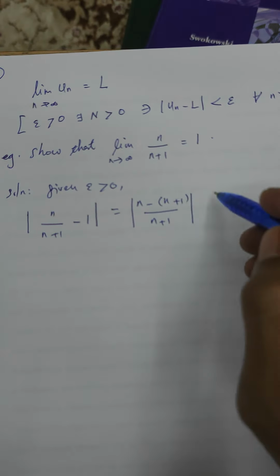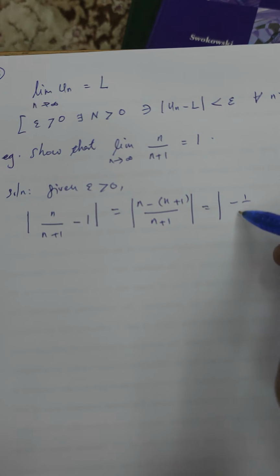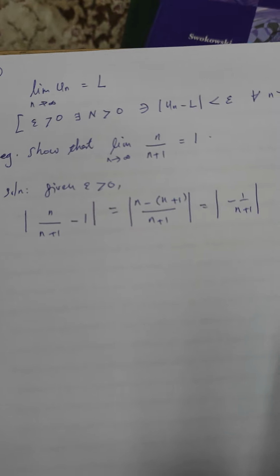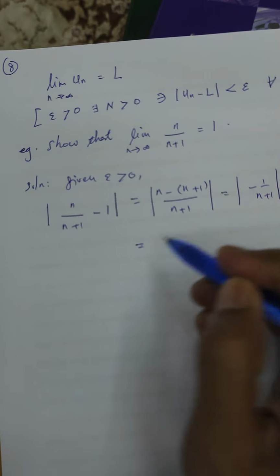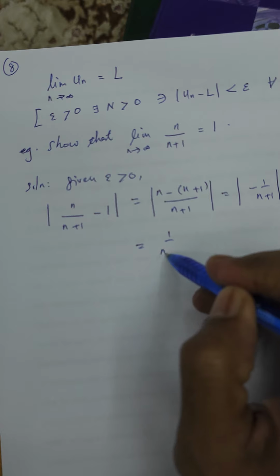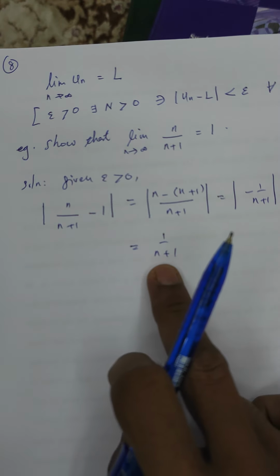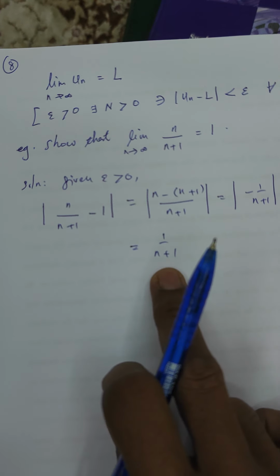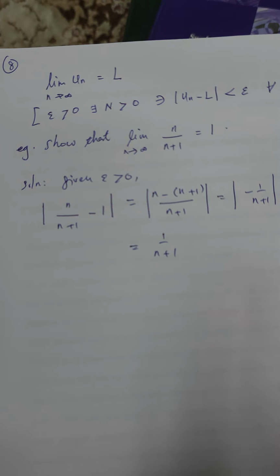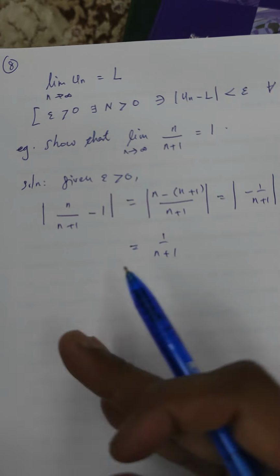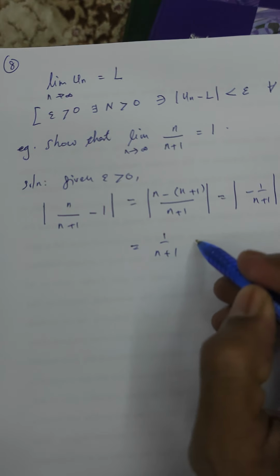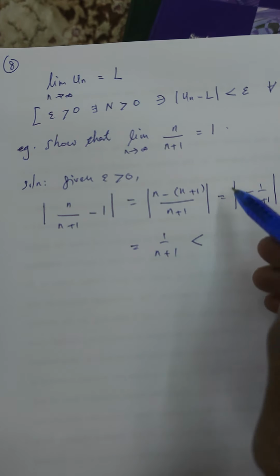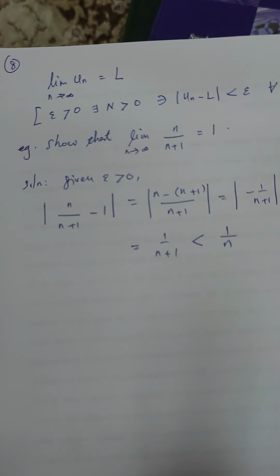That gives us basically negative 1 over n plus 1, and since we take the absolute value, this gives us just 1 over n plus 1. And we know that if we decrease the denominator, the right-hand terms will be greater, which means that the left-hand side is less than. So we want to show that this is less than some number, 1 over n.